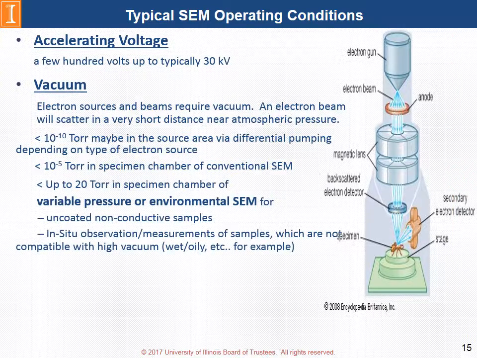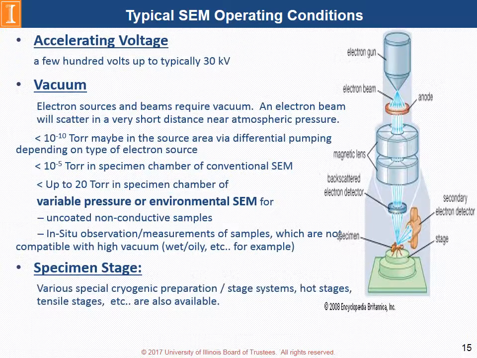There is also a special type of SEM we call variable pressure or environmental SEM. This type of SEM can be operated under up to 20 torr. This type of SEM is very useful for in situ observation and measurements of samples which are not high vacuum compatible, as well as uncoated non-conductive samples where charging is a problem. Various specimen stages such as cooling stage, heating stage, and the tensile stage are also available in some analytical SEMs.